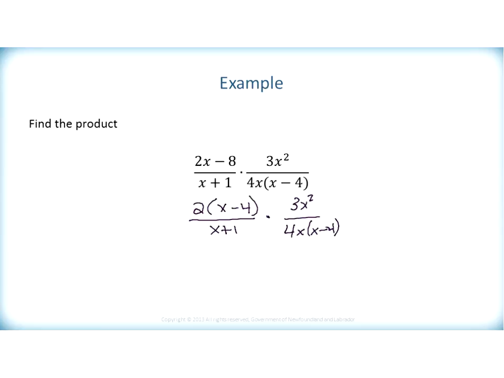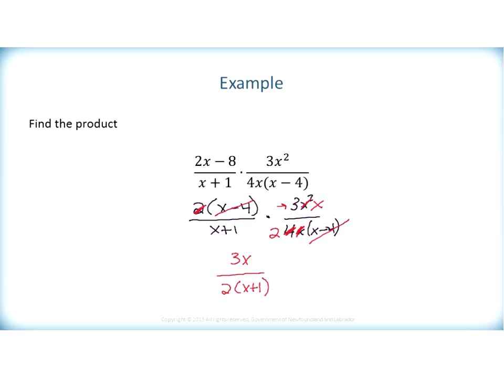And so we see we have a common factor. We have a common factor of x subtract 4, we cancel. We also have a common factor of x, leaving an x up here. We have a common factor of 2. That leaves us with 3x over 2x plus 1.